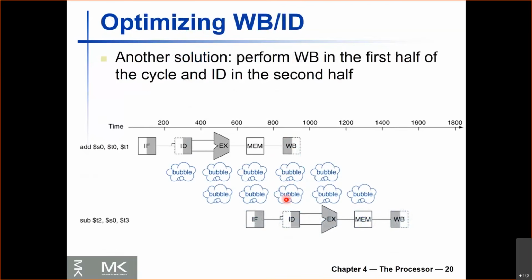Okay, and that way we can overlap the write back stage and the instruction decode stage where we read the register. We can write in the first half of the clock cycle, so in the first 100 picoseconds, and then we can read in the second 100 picoseconds. So this is one possible optimization that we can do in order to reduce the number of stalls, the number of cycles that we lose because of this data hazard.